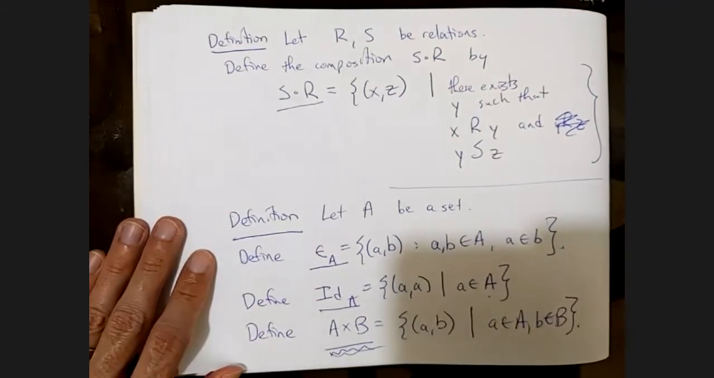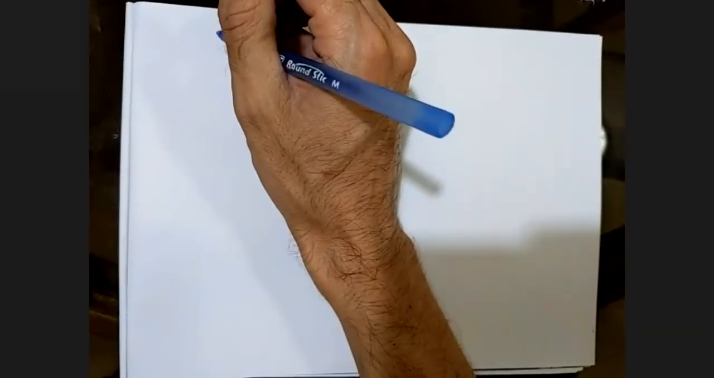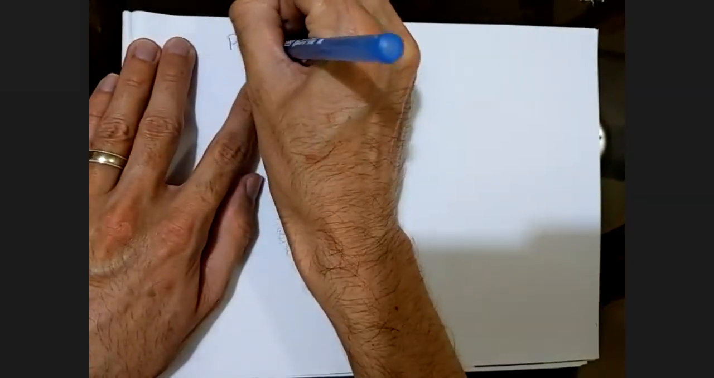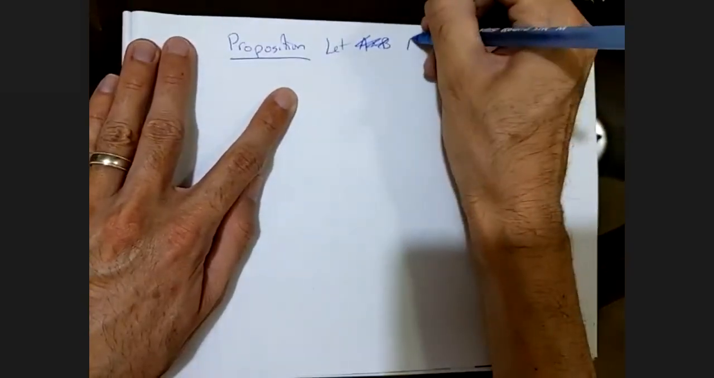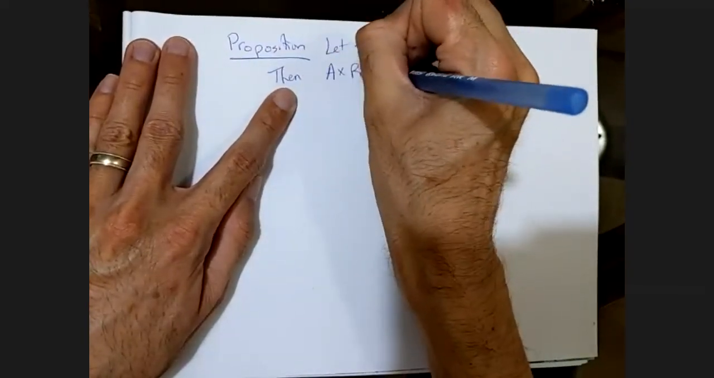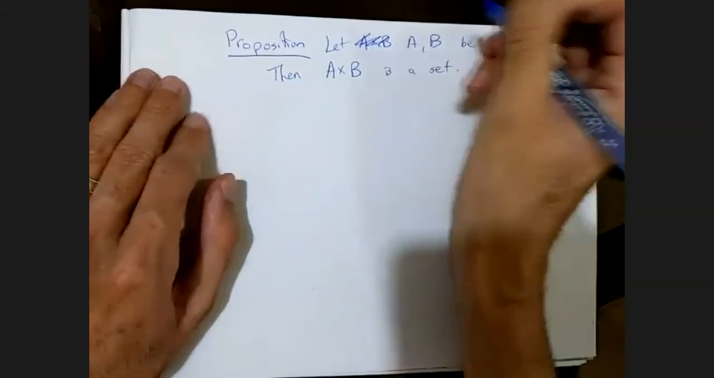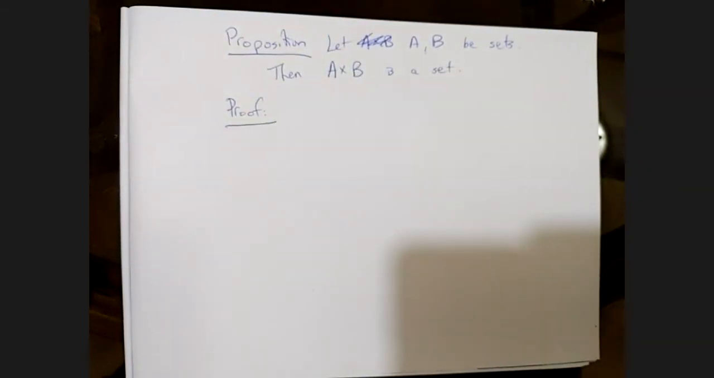Construct A cross B, the Cartesian product. Let A and B be sets. Then A cross B is a set. The proof. One option is to say, well, we apply the axiom of Cartesian products.